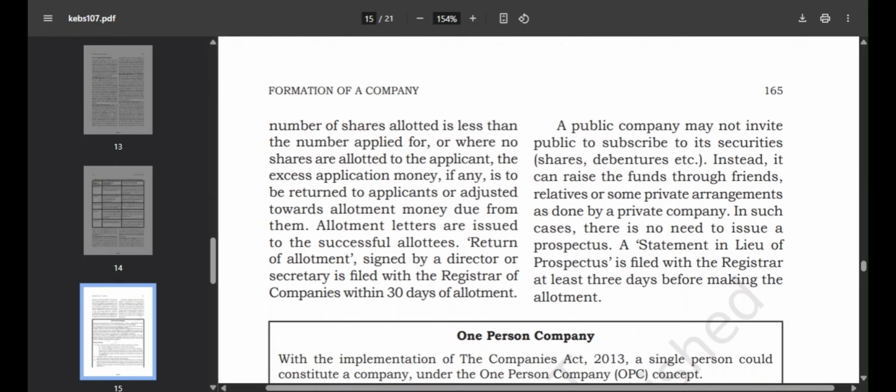A public company may not invite the public to subscribe to its securities. Instead, it can raise funds from friends, relatives, and private arrangement, as done by a private company. In such cases, there will be no need to issue a prospectus, but a statement in lieu of prospectus has to be filed with the registrar at least 3 days before making allotment.